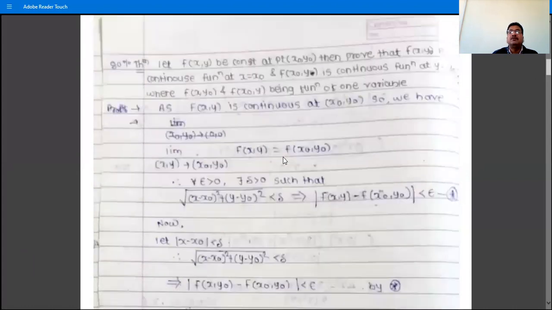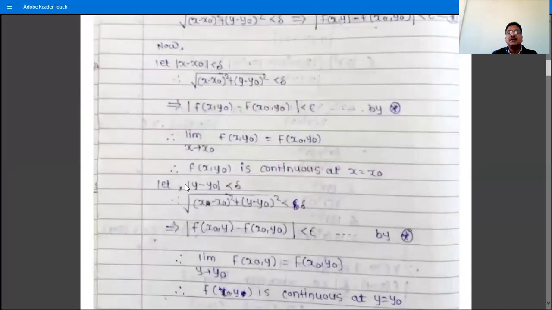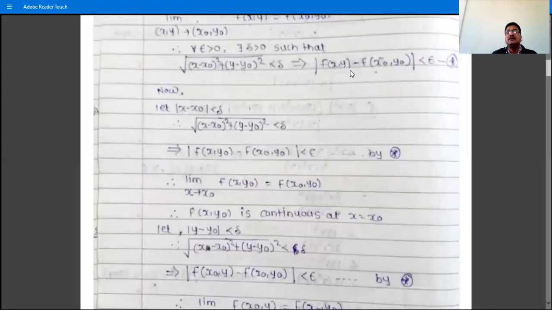Similarly, in the proof we have to show f(x naught, y) is continuous at y equal to y naught. So start with mod y minus y naught is less than delta, and write mod y minus y naught as root of (x naught minus x naught) square plus (y minus y naught) square is less than delta. That is just adding 0. So this is a repetition of the previous argument, and this implies, by star, if this is less than delta, then we have this.